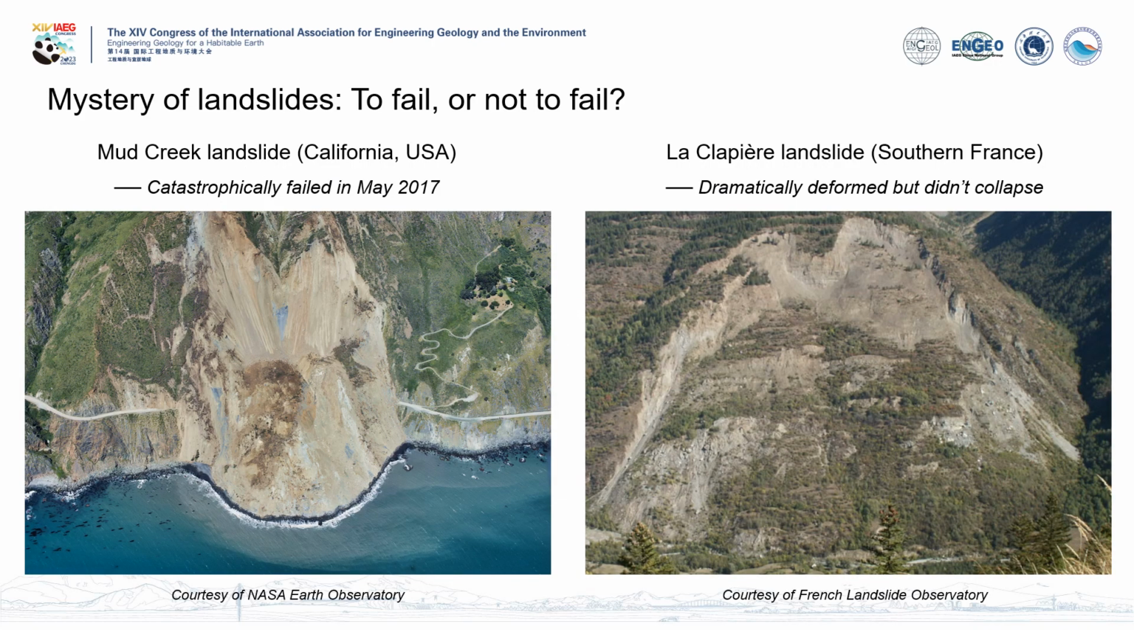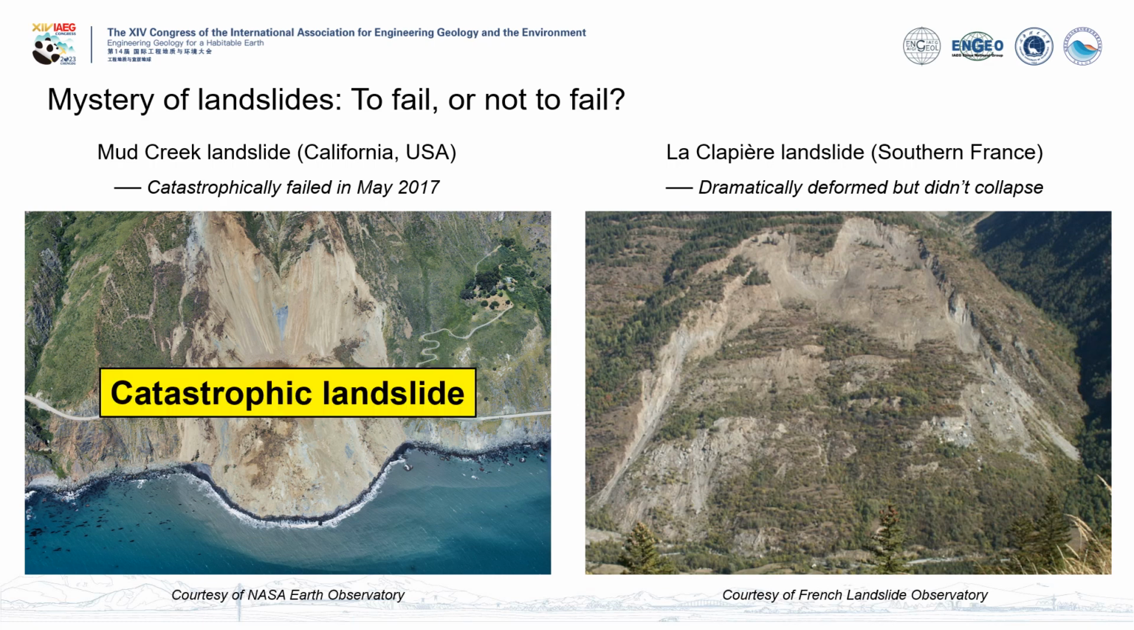One of the biggest challenges in landslide hazard mitigation is predicting whether and when a slope would catastrophically fail. By catastrophic failure, I mean a slope experiences a runaway rupture, evolving into rapid avalanches. Here I have two examples. The left one is the Mud Creek landslide in California, which catastrophically failed in 2017 after a few years of significant deformations. So it is a catastrophic landslide. The right side is a landslide in France, which has dramatically deformed for many years, but still didn't collapse. So it is a slow landslide.